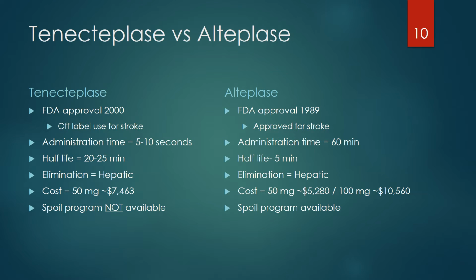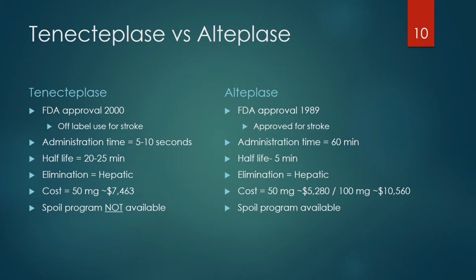So a quick little comparison between tenecteplase and alteplase. Tenecteplase was FDA approved in cardiac stuff in 2000 versus alteplase in 1989. Tenecteplase does not have that FDA approval for stroke, so it would be off-label, whereas alteplase has FDA approval for stroke. Administration time is probably the other big difference between these two agents, 5 seconds for tenecteplase versus an hour or 60 minutes for alteplase.